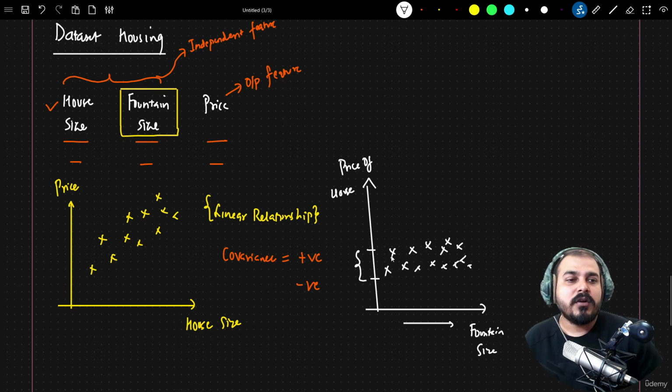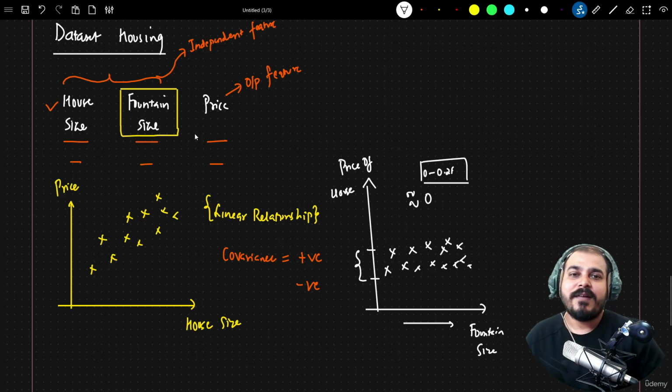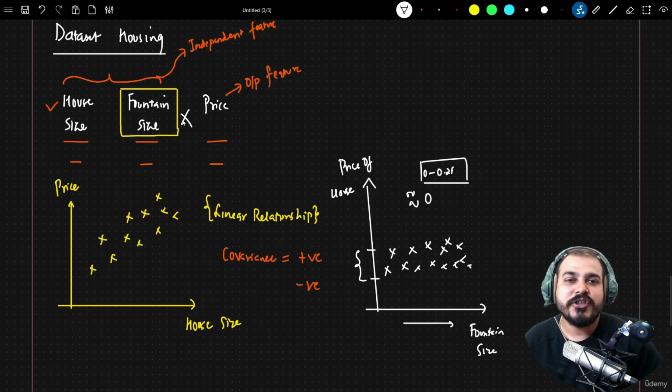So definitely we can come to a conclusion that the relationship between fountain size and price of the house will be very, very less, or it will be approximately equal to 0. Or let's say it is ranging between 0 to 0.25. Okay. Not that positively or negatively correlated, right? So in this particular case, you can consider that fountain size is not that important a feature, and you can drop this feature.